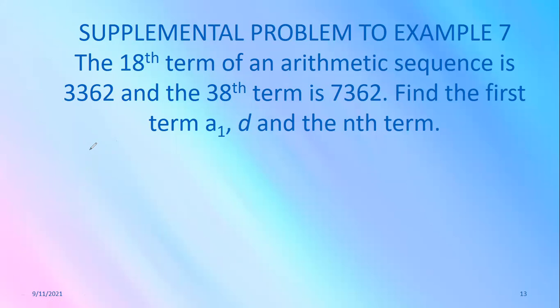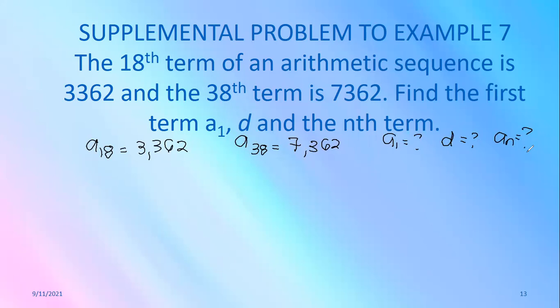Ang sabi dito, ang 18th term daw natin is 3,362. Ang 38th term natin is 7,362. So ang hinahanap is yung a sub 1, common difference, tsaka nth term. Okay, so we will still be using our formula for a sub n, which is equal to a sub 1 plus n minus 1 multiplied by the common difference.